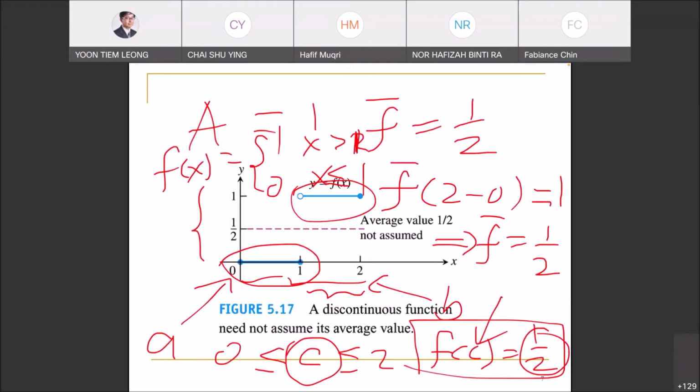So I hope that at this stage you start to appreciate the usefulness of continuity, right? If you have a function that is continuous, everything is nice. It is integrable and it guarantees the existence of c where f at c is equal to the average. So we love continuous functions. Functions that are discontinuous sometimes give rise to a lot of problems.